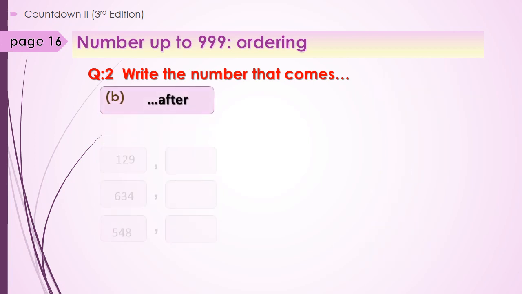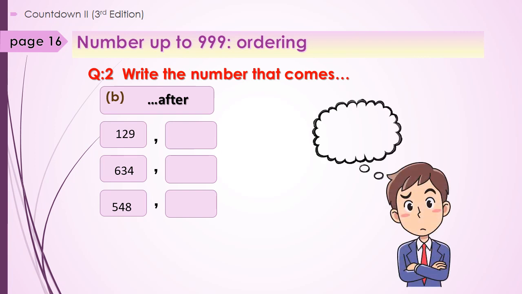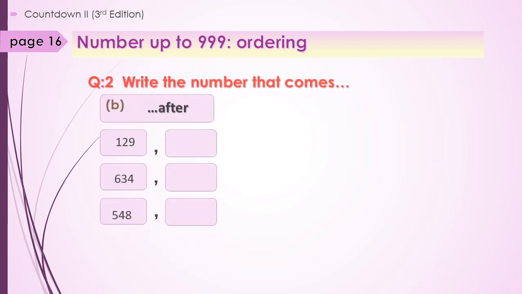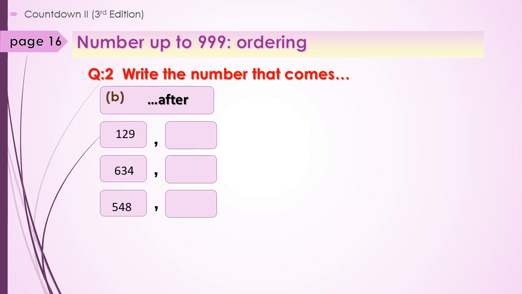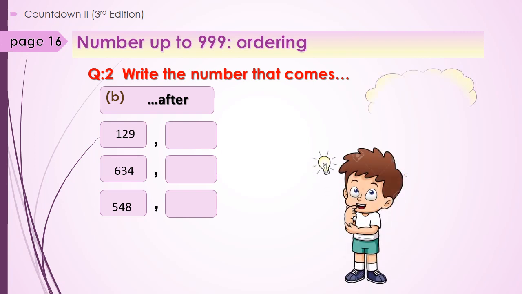Now we are looking for the number which comes after. We can find the number which comes after by counting forward. So the number which comes after 129 is 130. The number which comes after 634 is 635. The number which comes after 548 is 549.